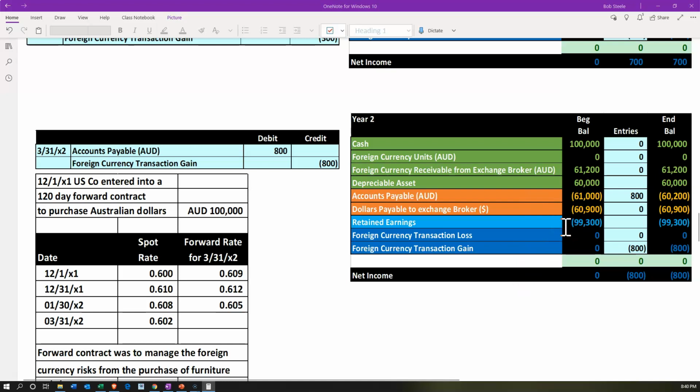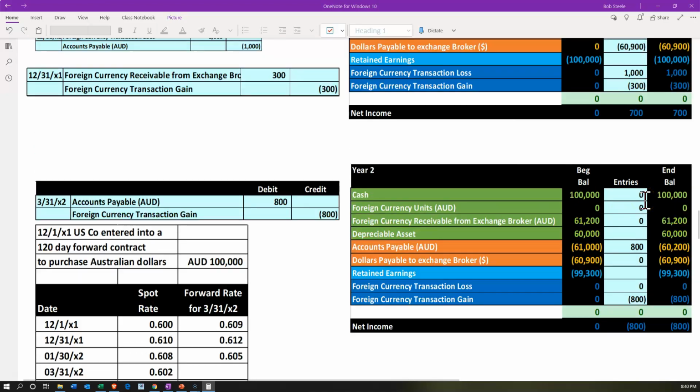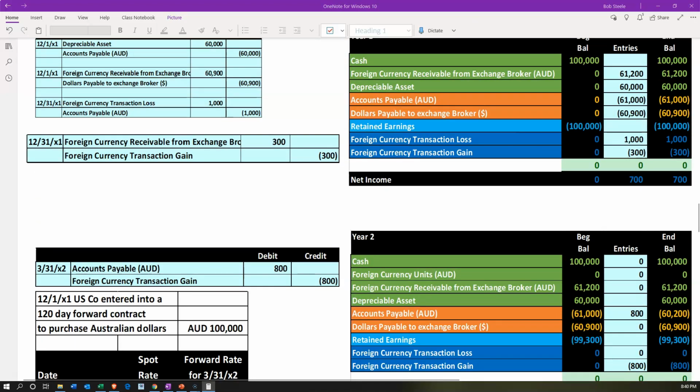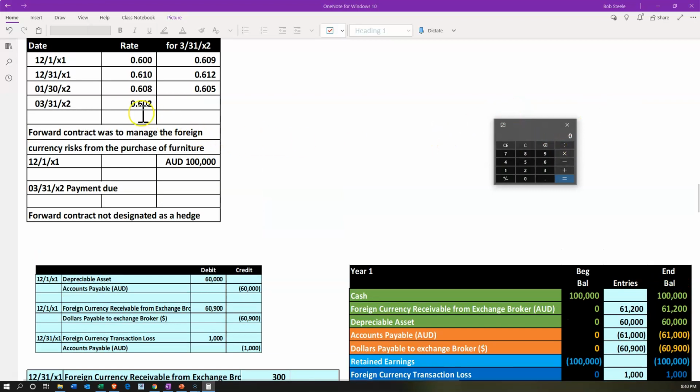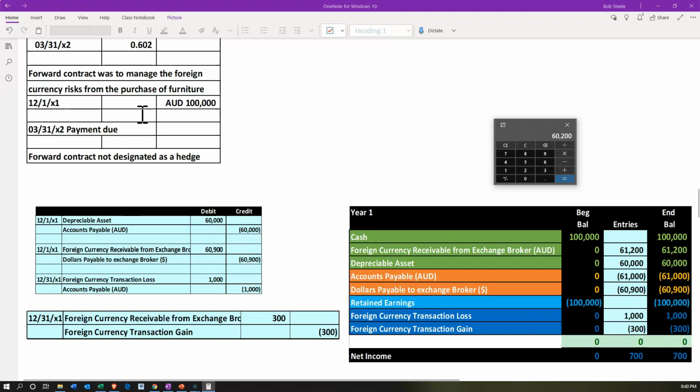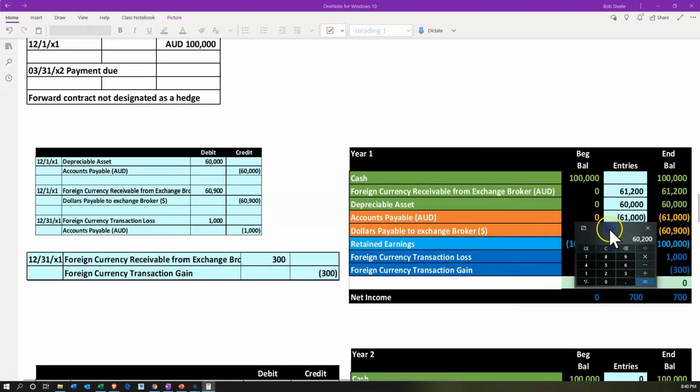Okay, so now we're going to say that it's 3/31. Let's think about it. We're going to do the same thing for the accounts payable contract that we did at 12/31. So this is what it was before in the payable contract. Let's go back up here and pick up our rates. Now we're going to be using the 3/31 rate. So we're going to say 100,000 times the 0.602. That's going to be the 60,200, and what's currently in there is going to have to go down. What's currently in there minus the 61,000 is the $800. So $800, and that's going to result in a gain.